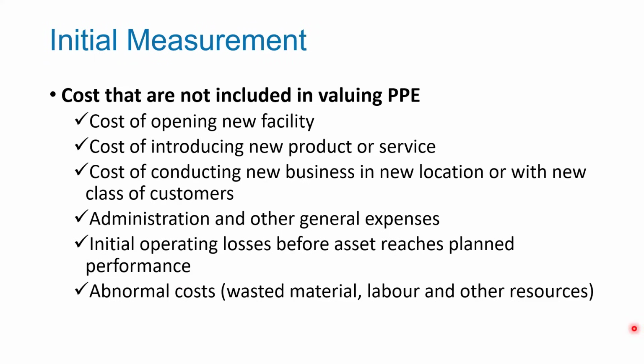Initial operating losses before the asset reaches the planned performance, don't include it. Abnormal cost of wasted material, labor, and other resources, please don't include it. For your information, whatever question I give you in future, I'll make sure some of these elements are in there. I can say cost of labor, and later I'll give you notes to the accounts. Note that the cost of labor includes amounts paid for wasted time, something like that. So take note.